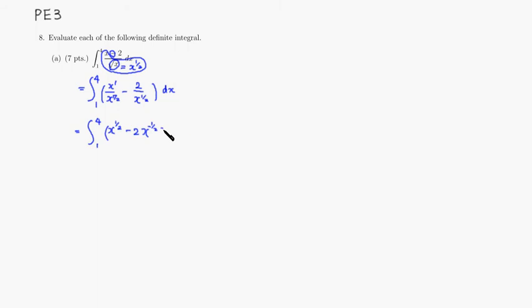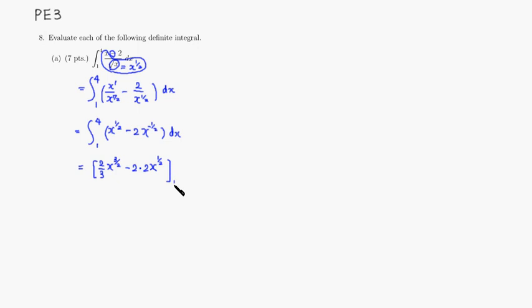Then we can take the antiderivative by just using the power rule. Add 1 to the power, so 1/2 plus 1 is 3/2. Divide by 3/2 is the same thing as multiply by 2/3. Then you have the negative 2. Add 1 to the power, so negative 1/2 plus 1 is positive 1/2. Divided by 1/2 is the same thing as multiplied by 2. So we have that.